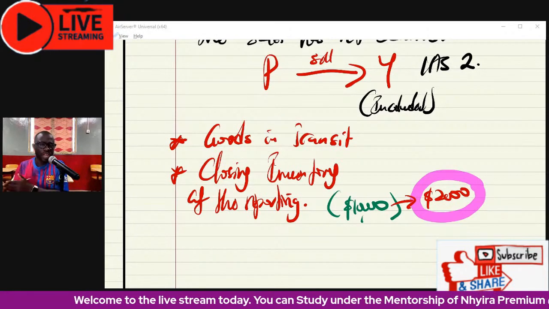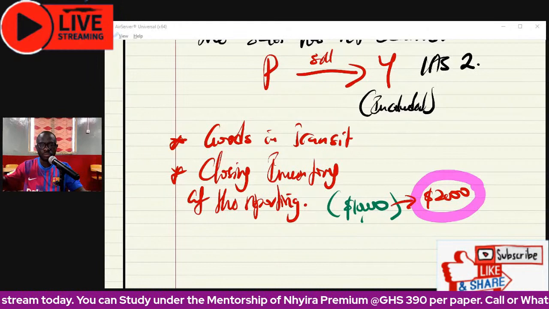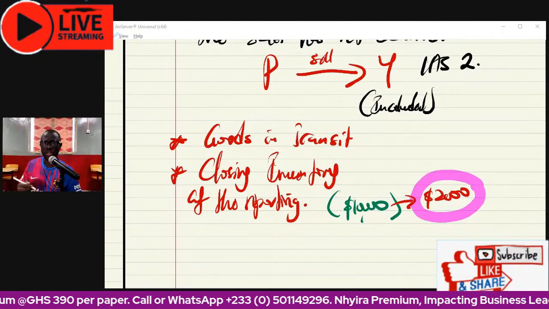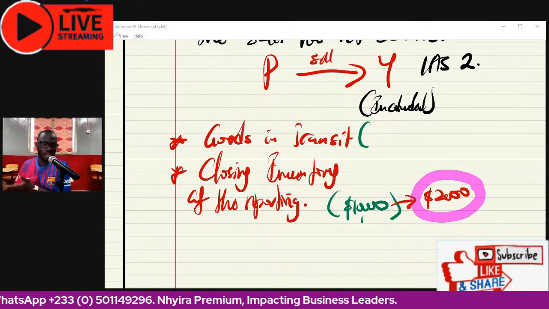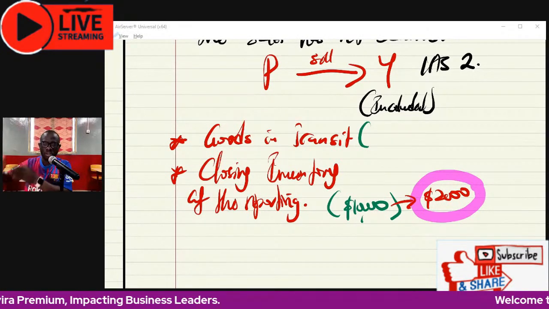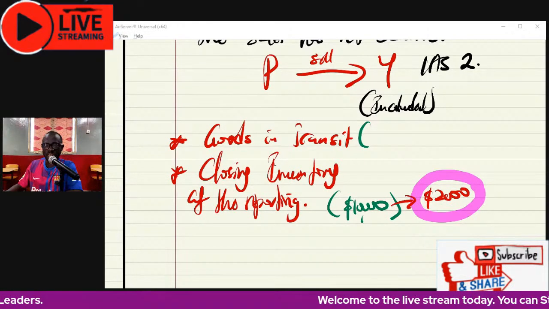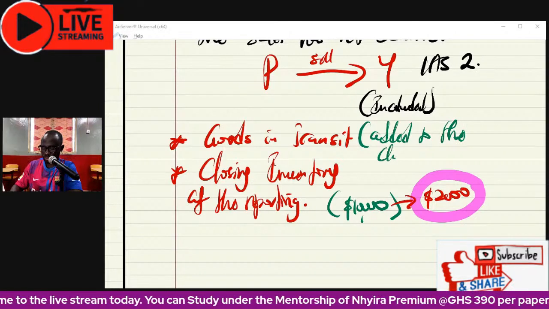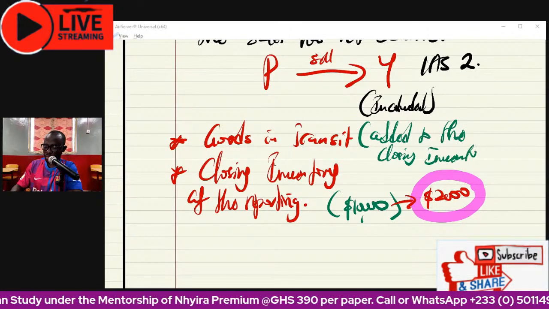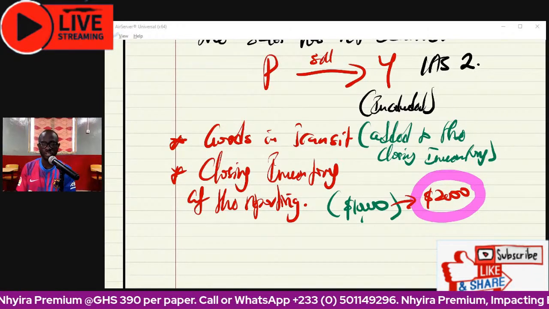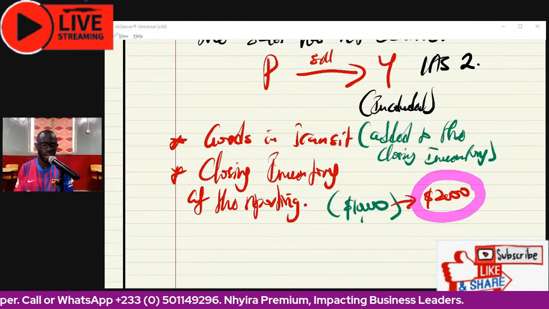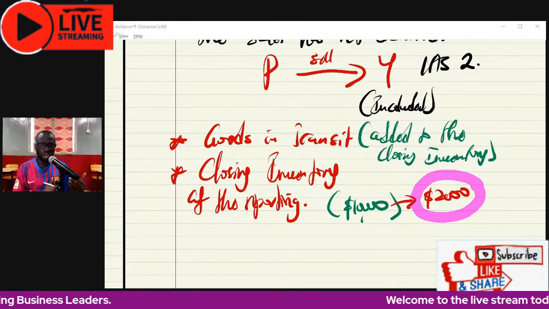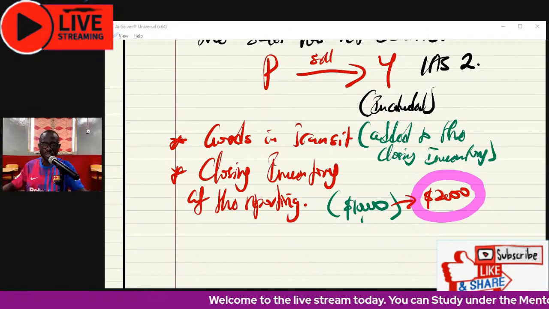However, before the end of the year, P has sent another goods. Now, what happens is that those goods in transit, they've not received them yet. So what will happen is that we are going to recognize the goods in transit into the financial statement of the entity that is selling the goods. So goods in transit is simply going to be added to the closing inventory. Now, when you add it to the closing inventory, then you are going to be calculating provision for unrealized profit. So the provision for unrealized profit relating to inventories can be computed on the closing inventory in stock and any goods in transit that is yet to be received by the buying entity.